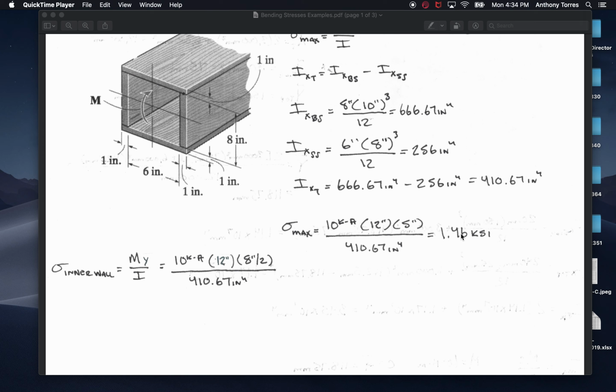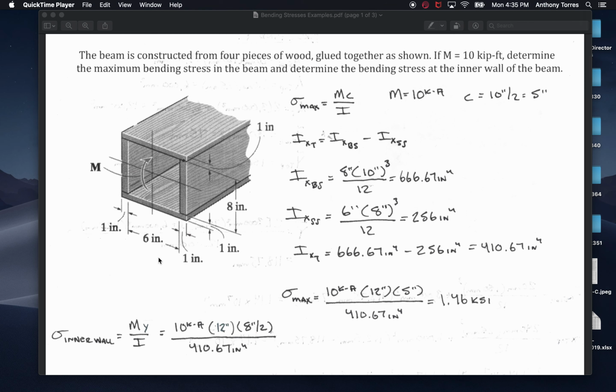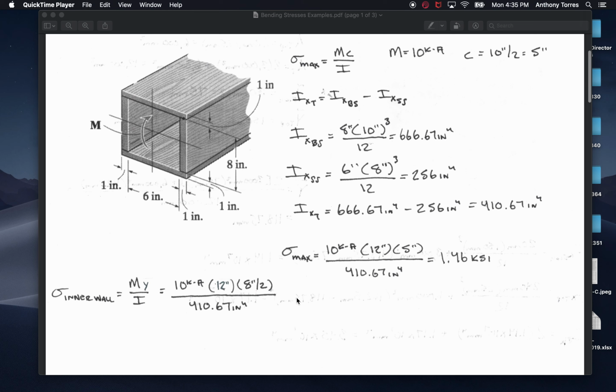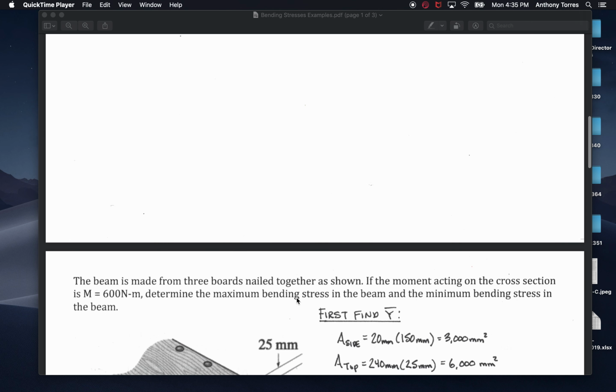Like I said, it's going to be real close to that, but smaller. But we want to know what the exact number is because we want to specify a type of glue to hold that in place. And even if you nailed it, you want to know if the nails could withstand that shearing force there, caused by this stress due to bending. Okay, that's it for this problem. Again, this answer is 1.16 kips per square inch. All right, so that's problem 1.